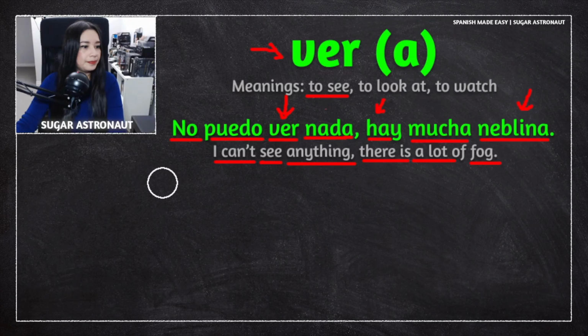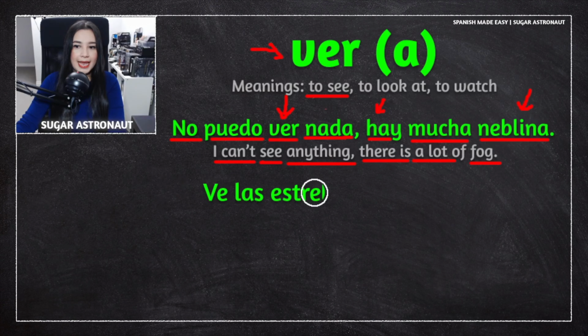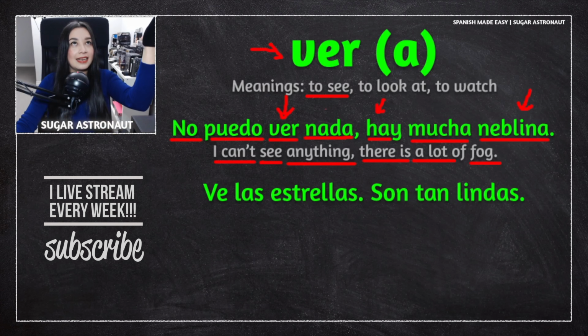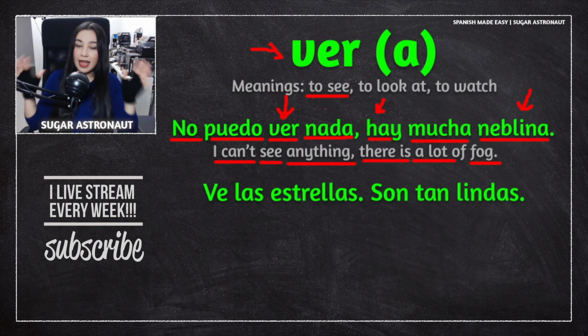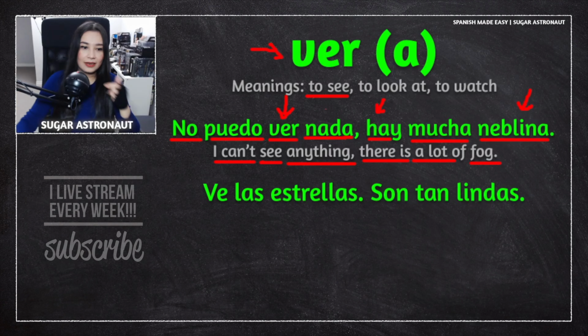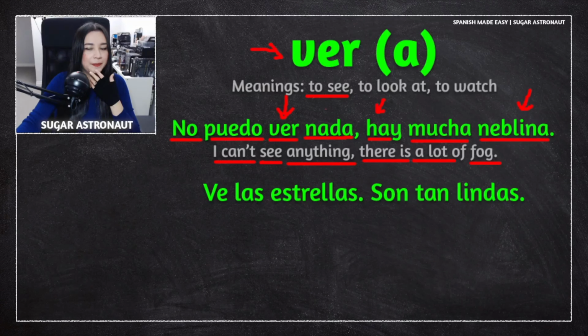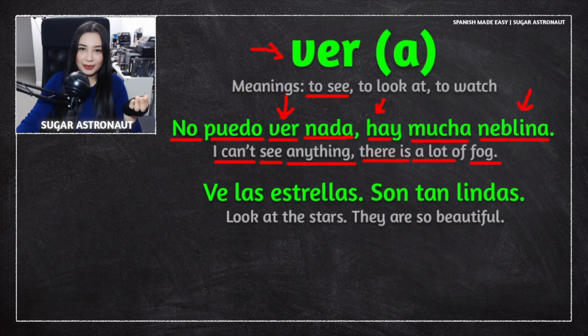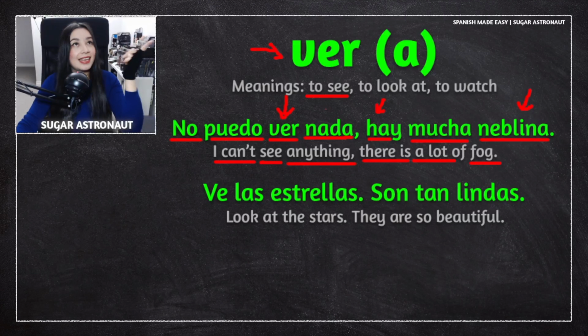Okay. Ve las estrellas. Son tan lindas. Ve las estrellas. Son tan lindas. Huh. What does this mean? This means look at the stars. They are so beautiful. Ve las estrellas. Look at the stars.